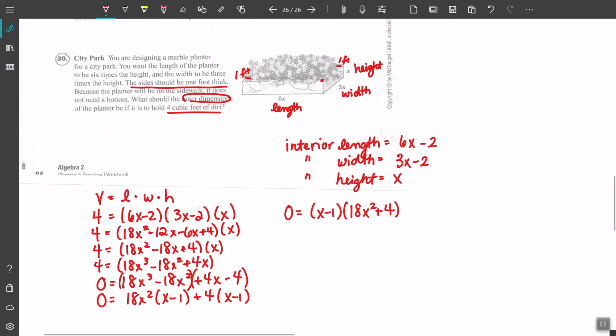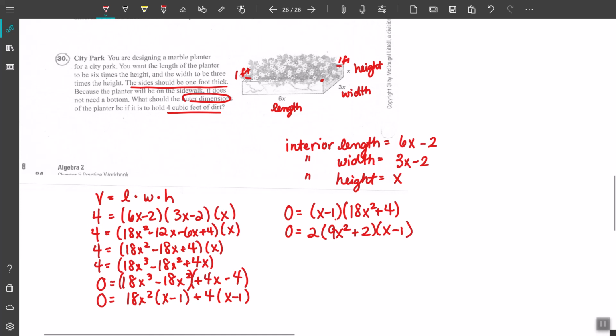All right, now from here we can see that we're not quite done. We can factor a GCF out of the 18x squared plus 4. So we're going to go ahead and do that. I'm going to kind of switch sides here, and I'm going to bump that x minus 1 down and go ahead and put our 2 that's going to come out of the 18 and the 4. That's going to leave me with 9x squared plus 2, and then I'll have that x minus 1 there at the end.